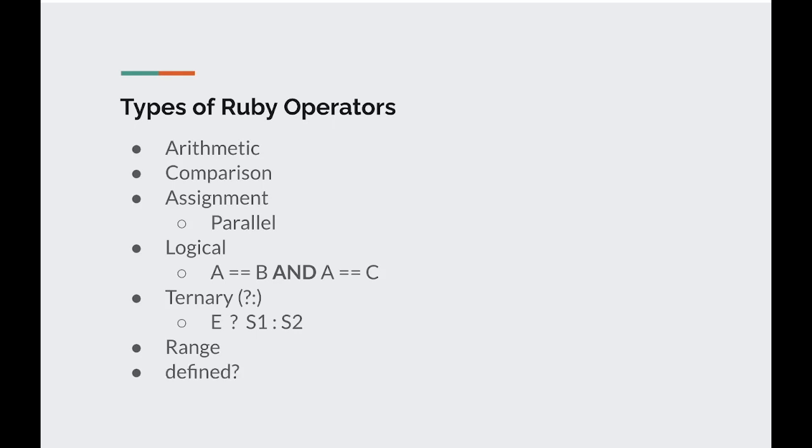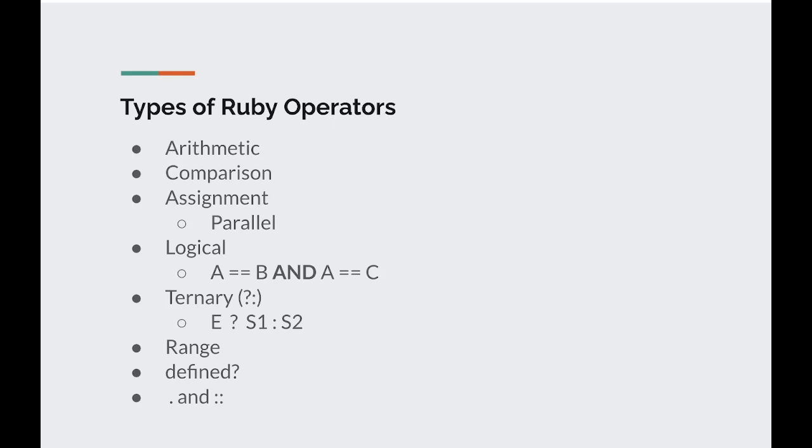Next type is defined. Defined operator helps us to check if a variable or a function is defined in a Ruby program or not. So if you are writing a program and you try to use a variable or a function which is not defined, then you will get an error and your program will not continue its execution. And to avoid this, we use this operator to check where we are not sure if a variable is defined or not. This operator helps us to check.